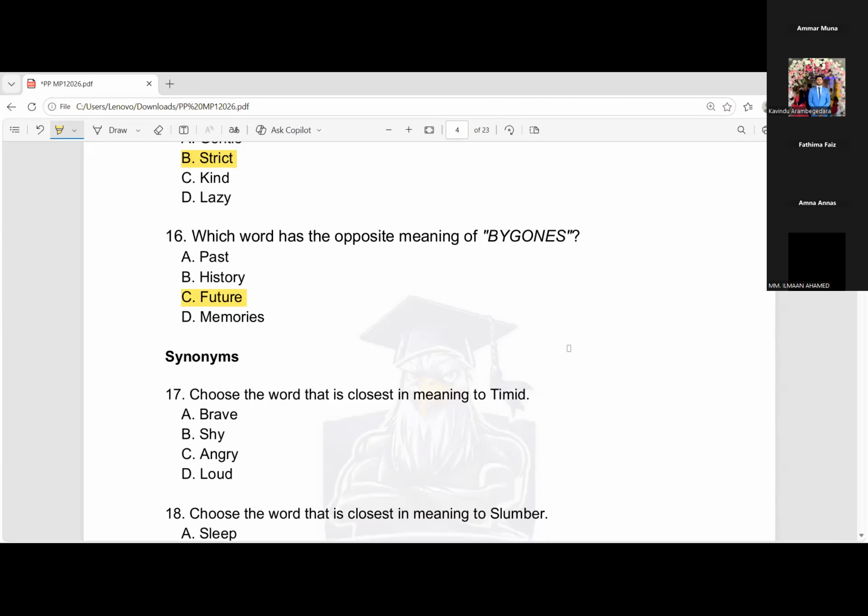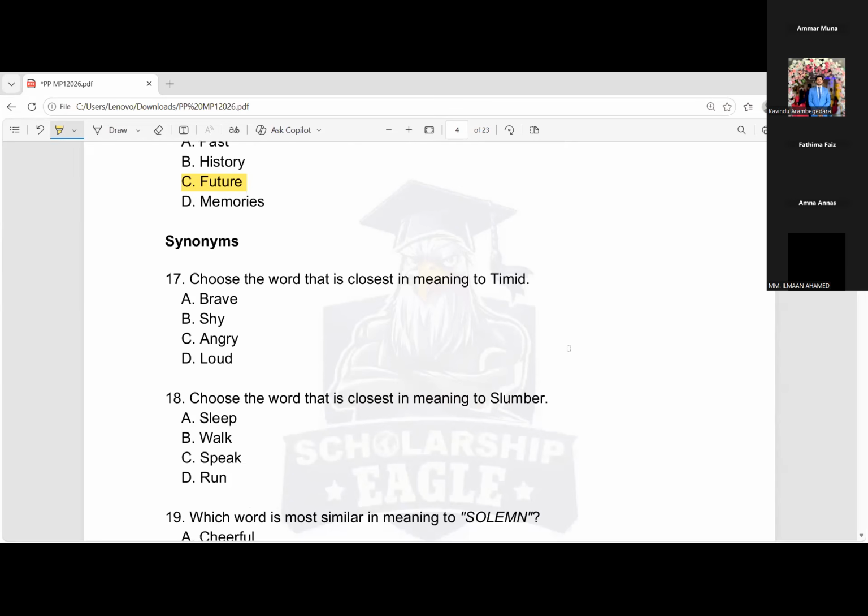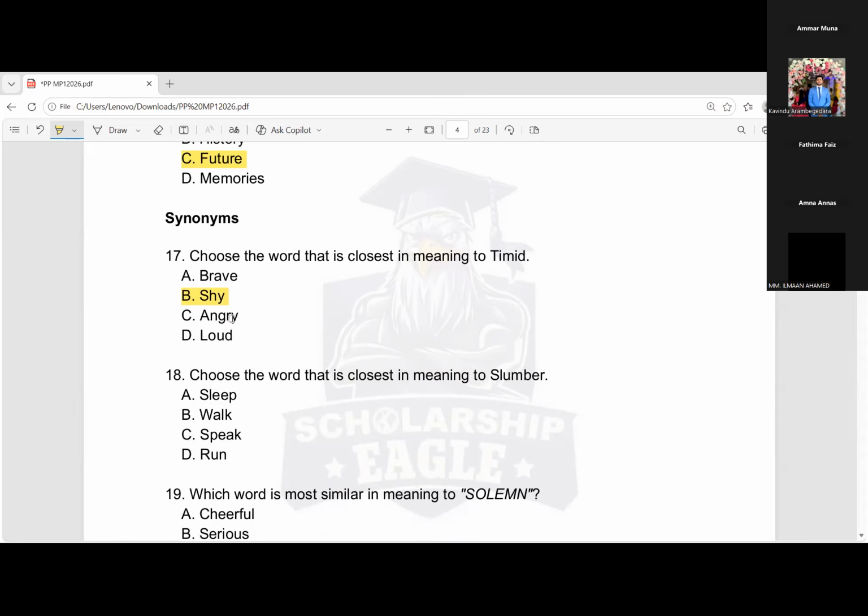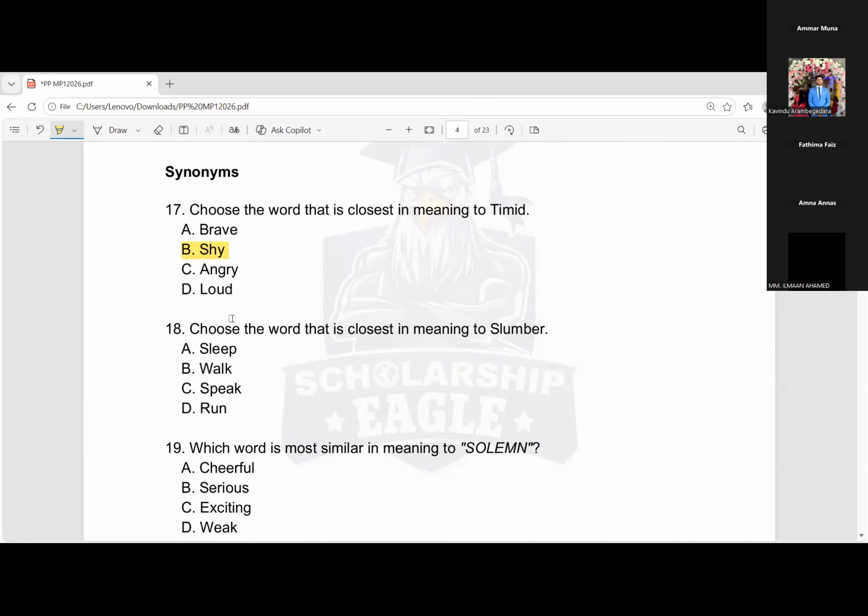Okay. Synonyms. Choose the word that is closest in meaning to timid. Okay. Timid. The closest meaning for timid is shy. 18th one. Choose the word that is closest in meaning to slumber. Slumber. A synonym of slumber is sleep.